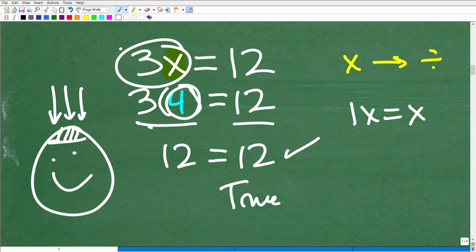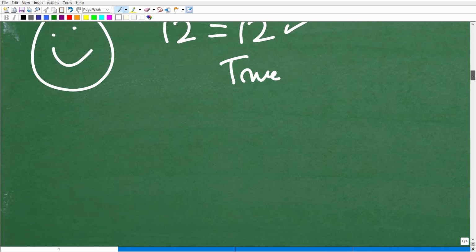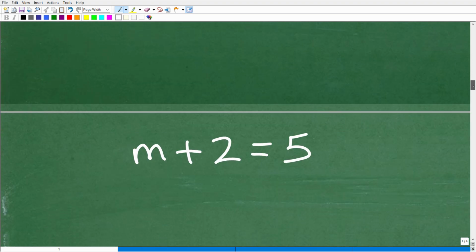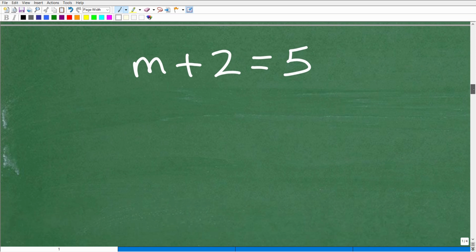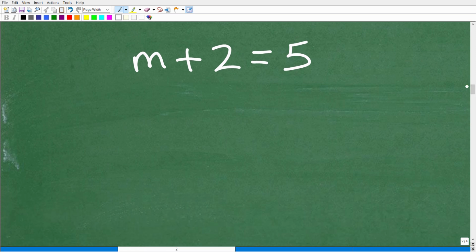We identified a basic one-step equation where you have multiplication, we're going to be using division, and the golden rule of algebra. So now let's move on to another type of equation, and let's see if you can figure out what we need to do. Okay, so here is m plus 2 is equal to 5.